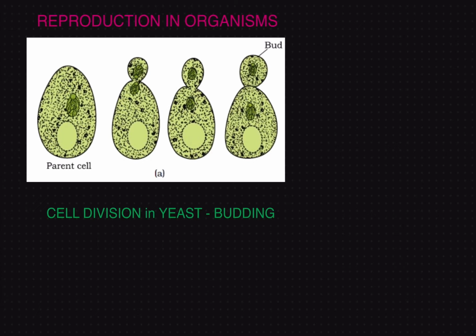Look at the given figure. This is figure number 2 in the chapter Reproduction in Organisms. This figure depicts the cell division in yeast, that is budding in yeast.